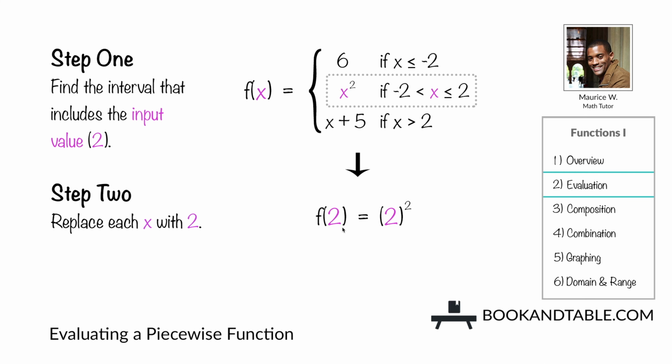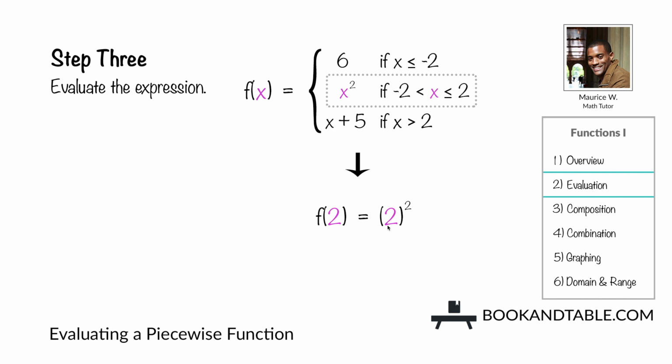The second question was f of 2. So step 1, again, find the interval that includes the input value 2. So here we have -2 is less than x, which is less than or equal to 2. So x can equal 2, and when it does, we use x squared. So we plug in 2 for x, giving us f of 2 is equal to 2 squared. And now that we replace x with 2, we want to evaluate the expression 2 squared, which would be equal to 4.